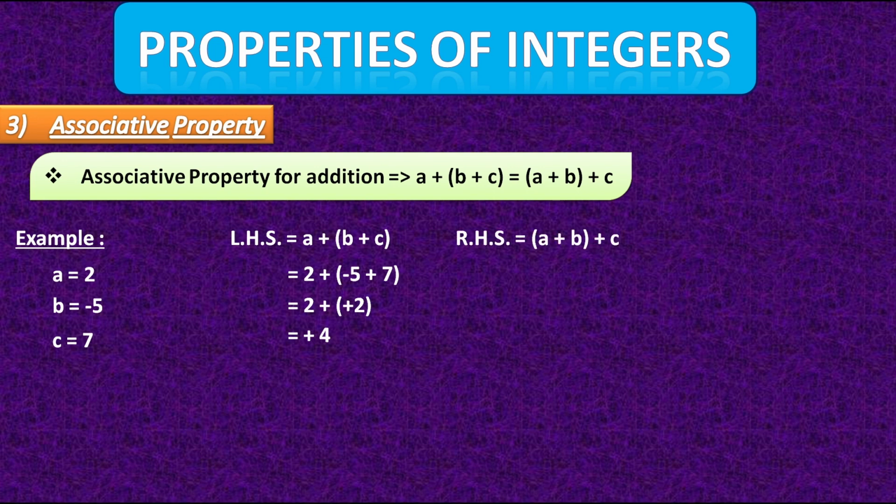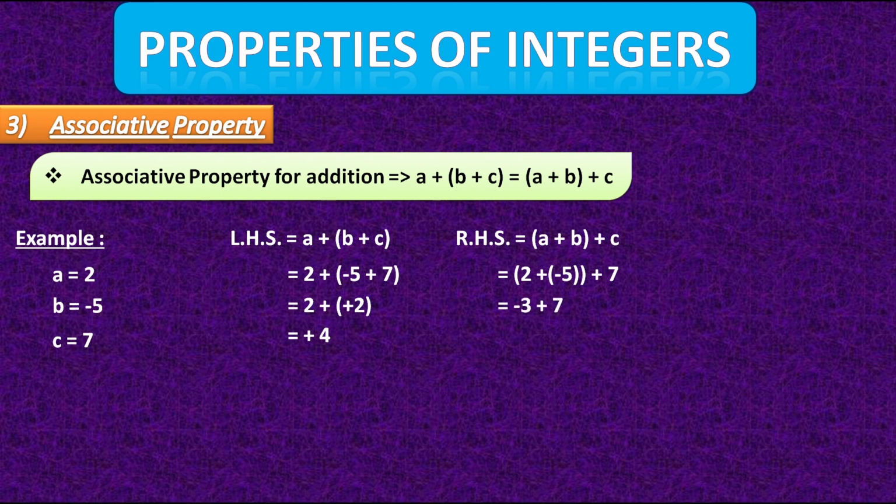Now let's check for RHS. Let's put the value of a, b, c in the bracket. So here in the first bracket we have 2 plus of -5 bracket complete plus 7. As per the BODMAS rule, we have to first solve 2 plus -5. As in between we have plus sign, so no need to worry. Both the numbers have different signs, so we have to subtract. 5 minus 2 gives us the answer as 3 with minus sign, because 5 has minus sign.